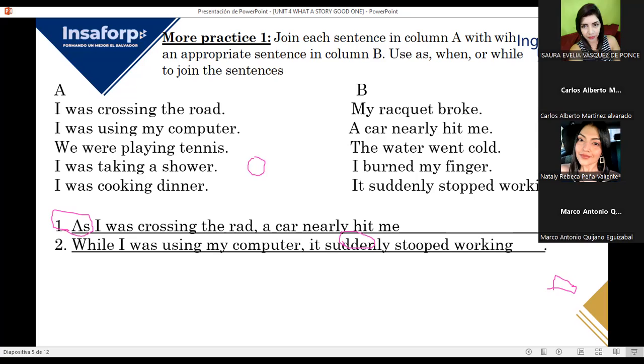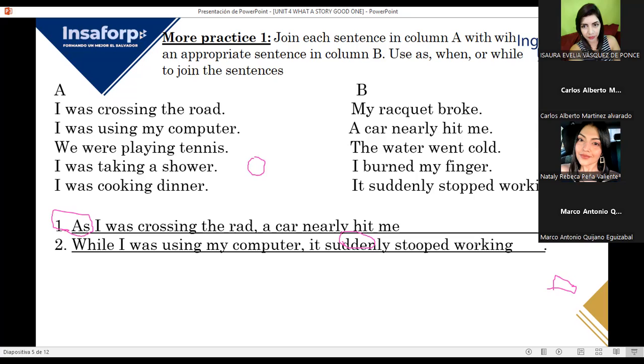Okay, what about the other? We were playing tennis, and what happened? So why was tennis interrupted? I burned my finger. We were playing tennis. Like this. My racket broke. Ah, my racket broke. So the sentence will be, while I was playing tennis, my racket broke. While I was playing tennis, my racket broke.